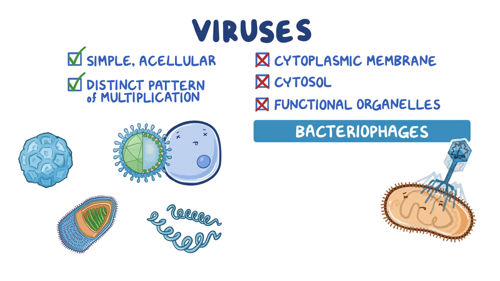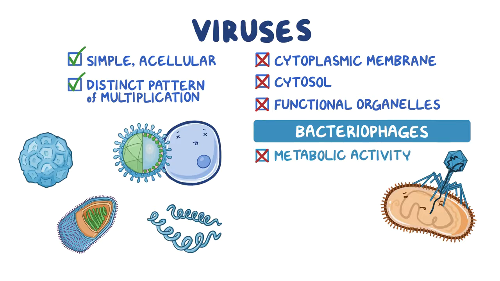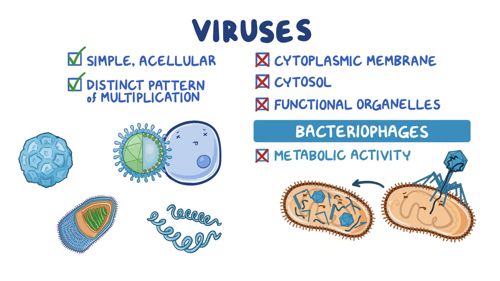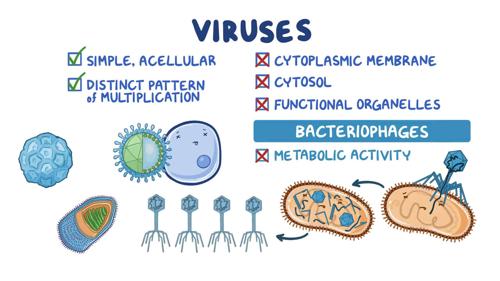Viruses and bacteriophages are not capable of metabolic activity on their own, so instead, they invade other cells and use their metabolic machinery to produce more viral molecules, nucleic acid, and proteins, which then assemble into new viruses.